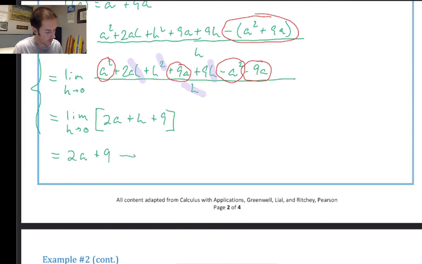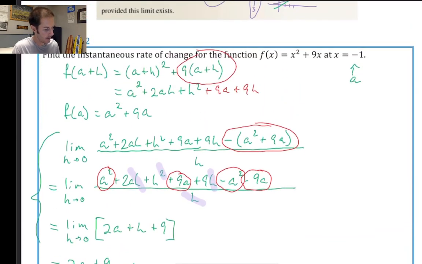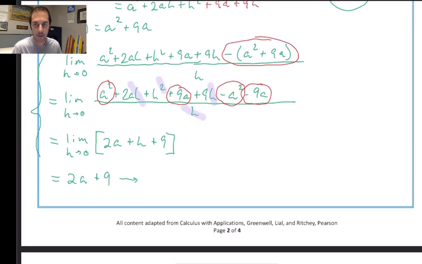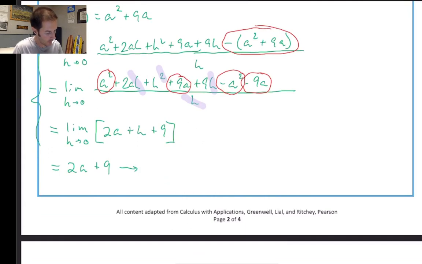Now, since we know that we're trying to find the instantaneous rate of change when x is equal to -1, that's our a value, so I'll write a little note here that says that a is equal to x, which is equal to -1. We'll plug in that -1 for a, so we have 2 times -1 plus 9. That's -2 plus 9, which is 7. So our instantaneous rate of change for this function at that particular x value is 7.